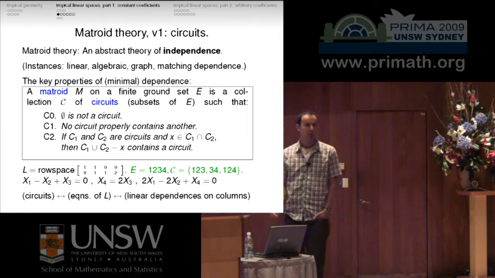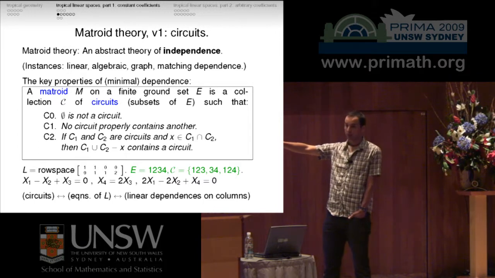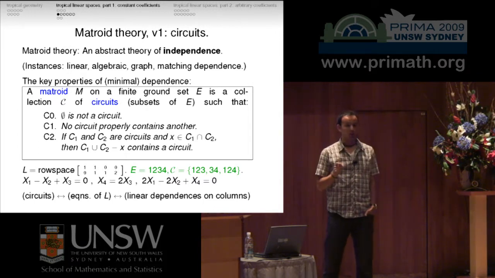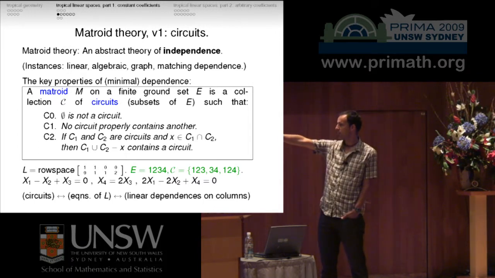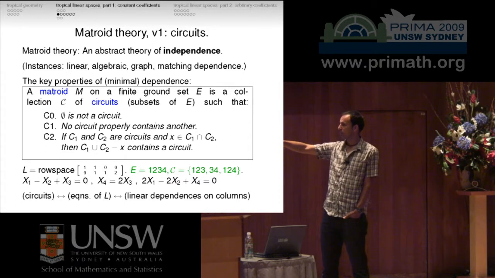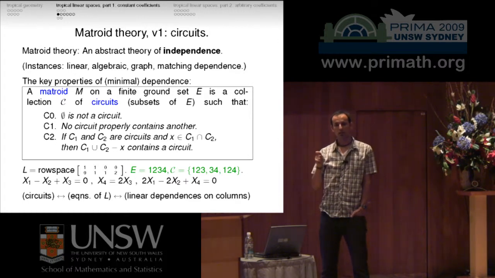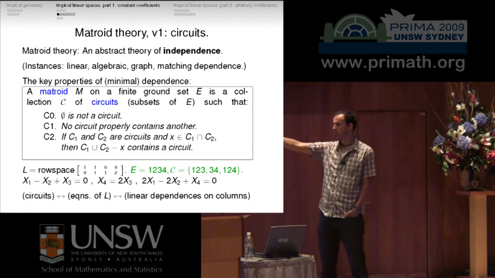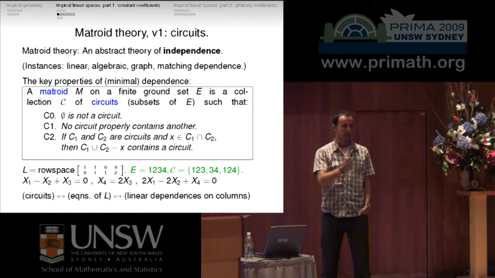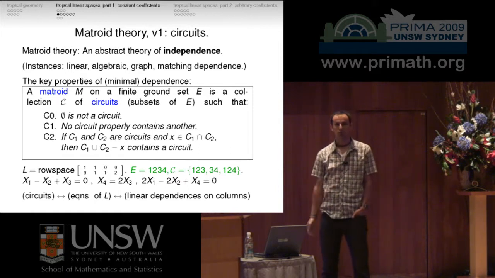One thing that I would like to point out is that I started by talking about the circuits of a vector space. Okay? And so, for example, this is the example that I gave you. But now, if you look at the equations of that linear space, those are exactly the linear dependencies between the columns of the matrix. Okay? So for example, the first equation says the first column of the matrix minus the second column plus the third column is equal to 0.